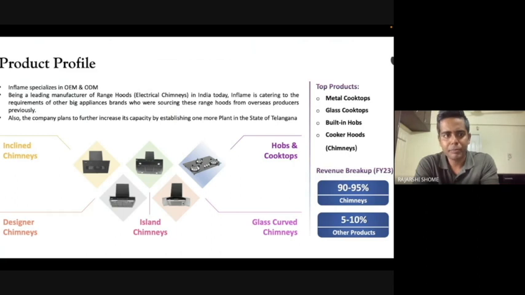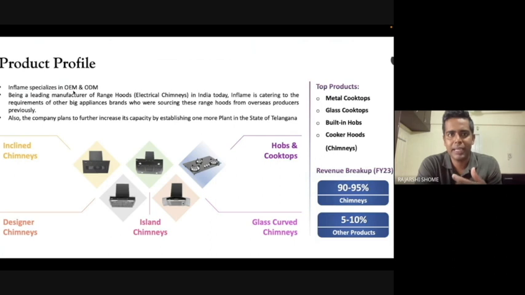Let's move on. Can you kindly see here the products that they make? It's again taken from the investor presentation. Inflame specializes in OEM and ODM. What is D here? D is design and E is equipment manufacturing.